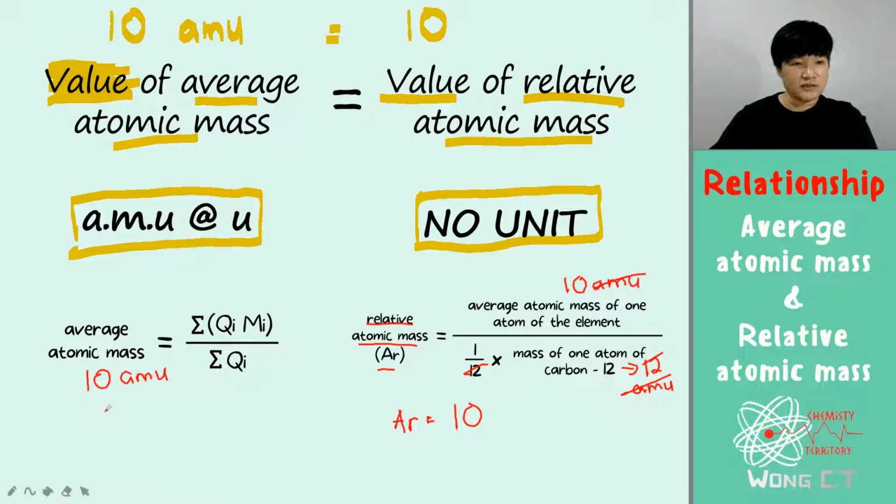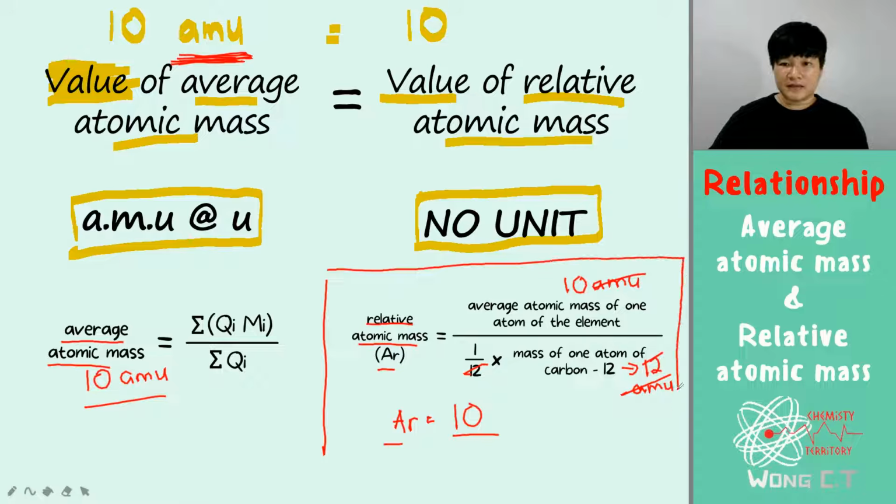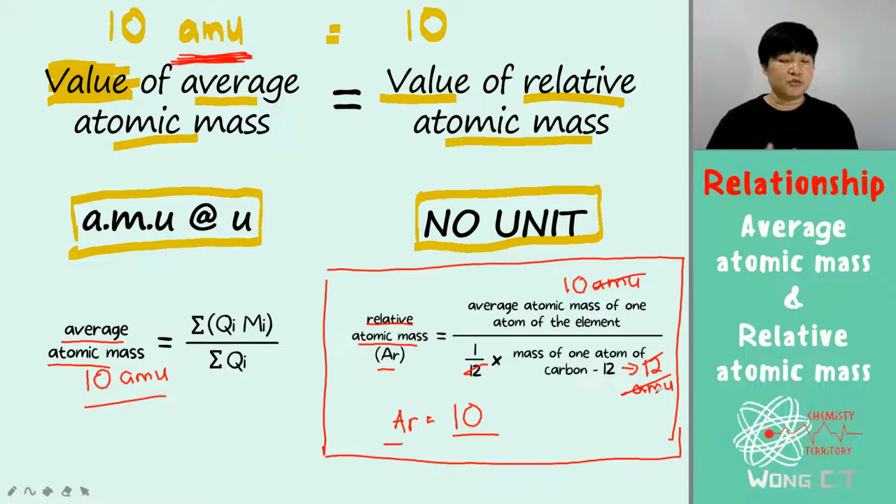So can you see the difference over here? The average atomic mass is 10 AMU. The relative atomic mass is 10. So the main difference between the average atomic mass and the relative atomic mass is the unit. That is the reason why the average atomic mass must have the unit written down, while the relative atomic mass must have no unit. This entire formula of the relative atomic mass is to cancel off the unit of AMU or U.